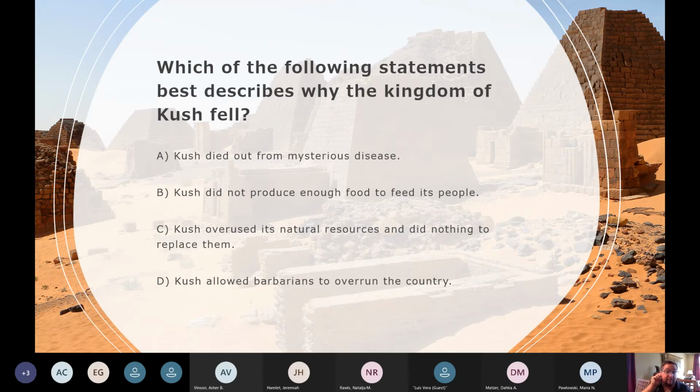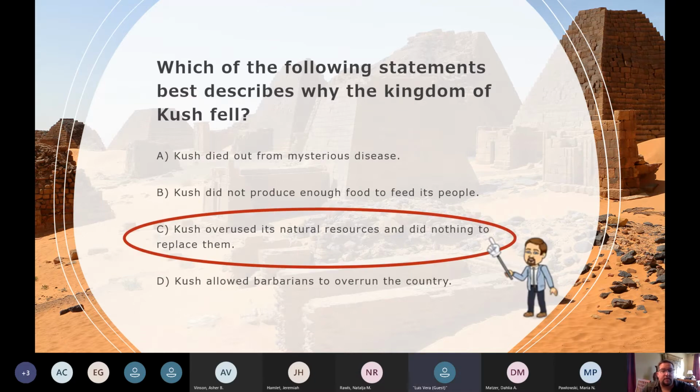Which of the following statements best describes why the kingdom of Kush fell? They died out from a mysterious disease. They did not produce enough food to feed its people. The Kush overused natural resources and did nothing to replace them. Or the Kush allowed barbarians to overrun their country. Luis, what do we think? C. Good, C. So the Kush and Axum both kind of fall for the same reason, and that's C, right? Not enough to replenish their resources.